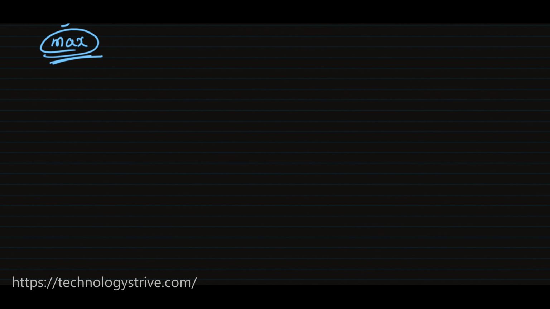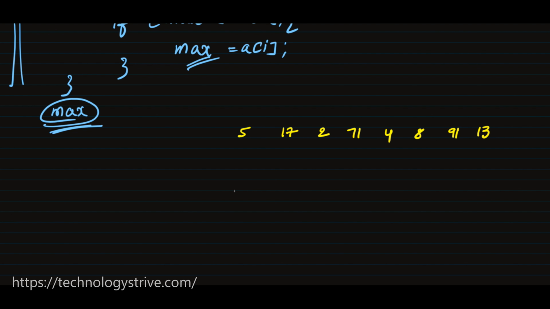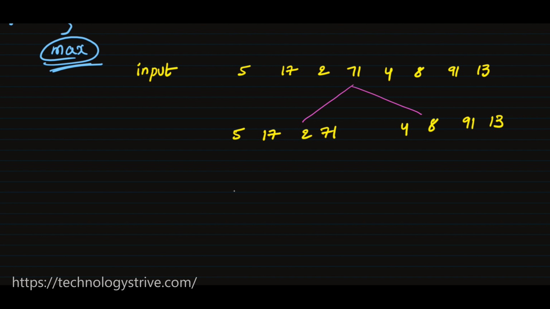So now let's apply the same algorithm, whatever we have done earlier, to find the maximum element in the given array. This is the array which we have taken. This is our input, which is actually the original problem where we have to find the maximum element. First step, we try to split the array into two parts. The first part we get is 5, 17, 2 and 71. The second part we get is 4, 8, 91 and 13. We have to move towards the base case, right? Which is when n equal to 2.